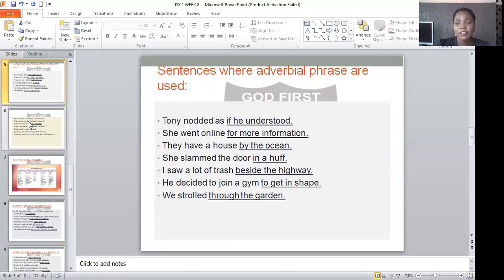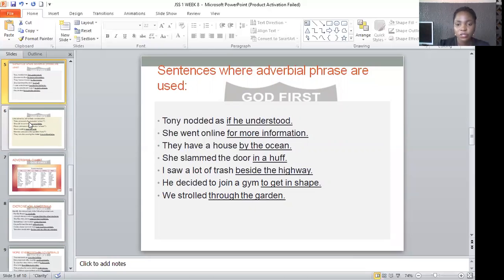Now, exercises where adverbial phrases are used. Examples of sentences where adverbial phrases are used. The first one we have here is: Tony nodded as if he understood. So as if he understood here is the adverbial. She went online for more information. For more information in this sentence is an adverbial. They have a house by the ocean. By the ocean is an adverbial.